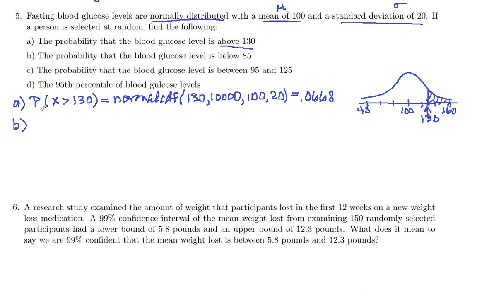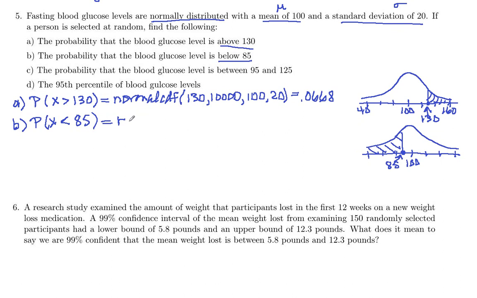Part B. Probability blood glucose level is below 85. So that's asking what's the probability that X is less than 85. So then in that picture, we still got our 100 in the middle. And 120, 140, 160, and 80, 60, 40. So 85 would be about right here. We want probability of less than 85, which is represented by the area to the left. So this will be normal CDF.